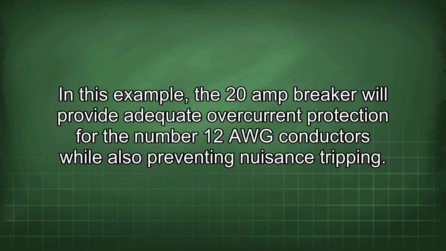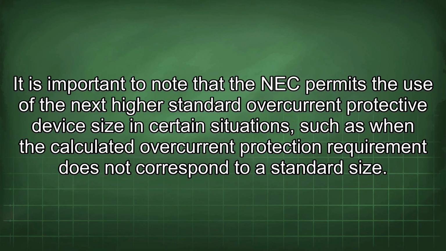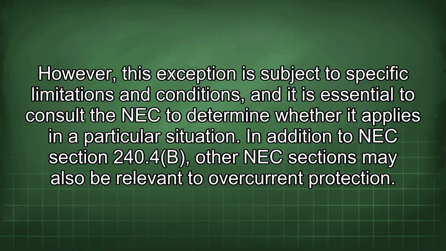In this example, the 20 amp breaker will provide adequate overcurrent protection for the number 12 AWG conductors while also preventing nuisance tripping. It is important to note that the NEC permits the use of the next highest standard overcurrent protective device size in certain situations, such as when the calculated overcurrent protection requirement does not correspond to a standard size. However, this exception is subject to specific limitations and conditions, and it is essential to consult the NEC to determine whether it applies in a particular situation.